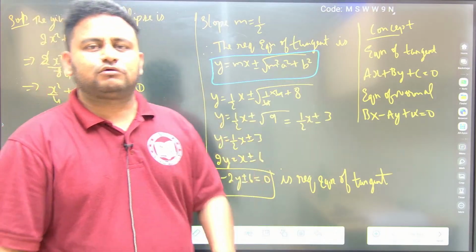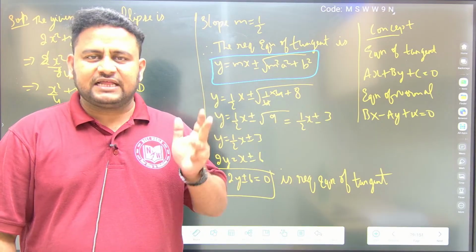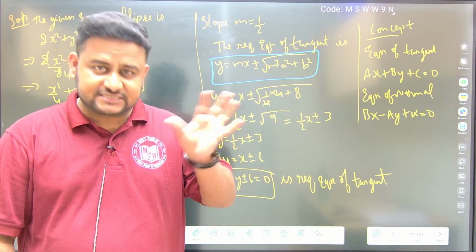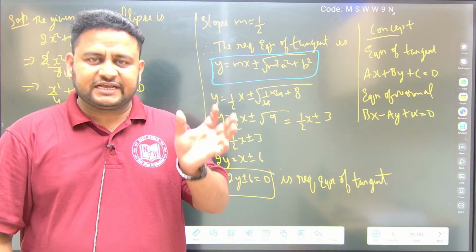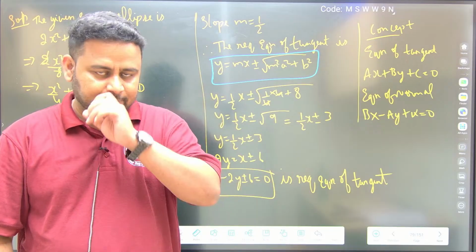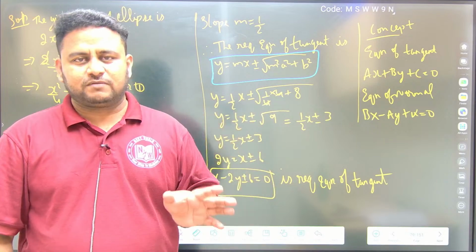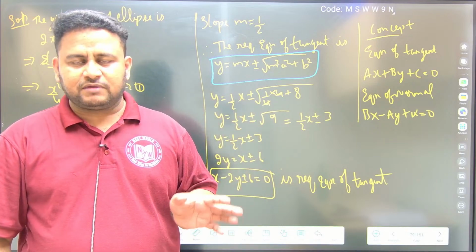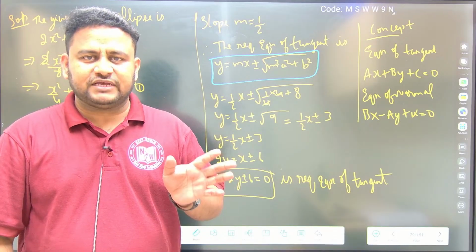So we have done the questions based on the concept of eccentricity, foci, equation of directrix, and length of the latus rectum, for the ellipse where the center is at the origin, and also for the ellipse where the center is not at the origin, that is of the form (x minus h) whole square by a square plus (y minus k) whole square by b square is equal to 1. Next, we solved the questions based on tangents and normals. For tangent and normal, the required equation of the tangent is given by y is equal to mx plus or minus square root of a square m square plus b square.